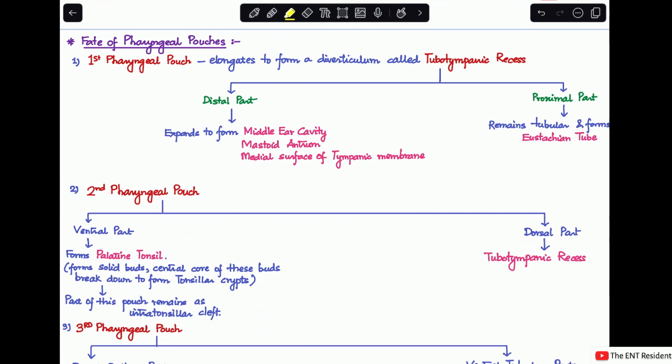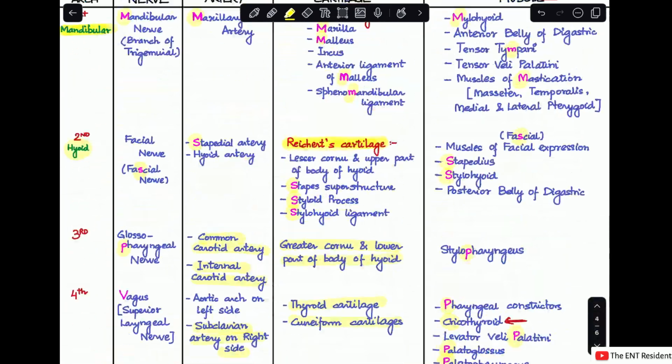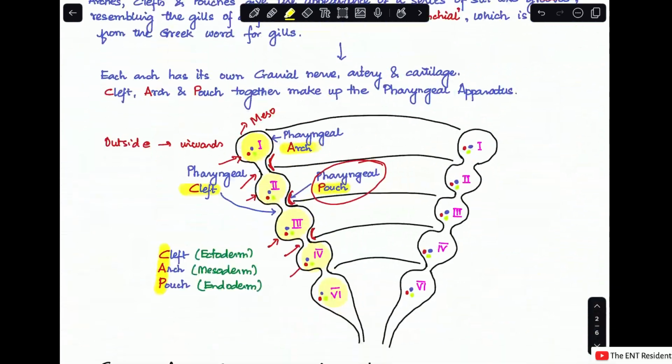Next, we discuss the fate of the pharyngeal pouches and the pharyngeal clefts. The pharyngeal pouches are the endodermal evaginations into the pharyngeal arches. So there are four pharyngeal pouches. I've mentioned it to you. There are five pharyngeal arches. I'll show you the picture again. As you can see over here, there are five pharyngeal arches. So as a result of the five pharyngeal arches, there are four pharyngeal pouches on the inner aspect and four pharyngeal clefts on the outer aspect.